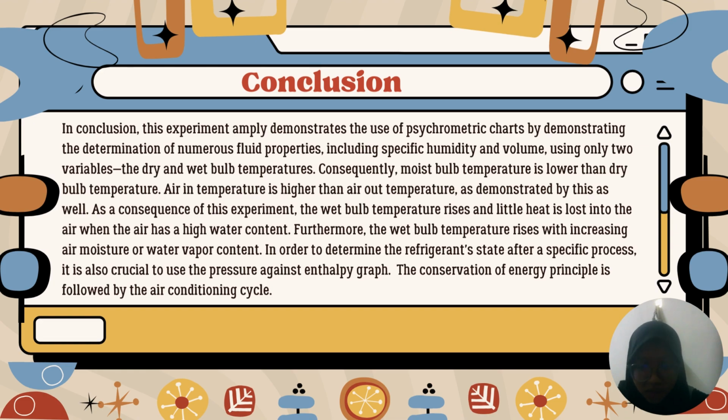As a consequence of this experiment, the wet bulb temperature rises and little heat is lost into the air when the air has a high water content. Furthermore, the wet bulb temperature rises with increasing air moisture or water vapor content. In order to determine the refrigerant state after a specific process, it is also crucial to use the pressure against enthalpy graph. This conservation of energy principle is followed by the air conditioning cycle.